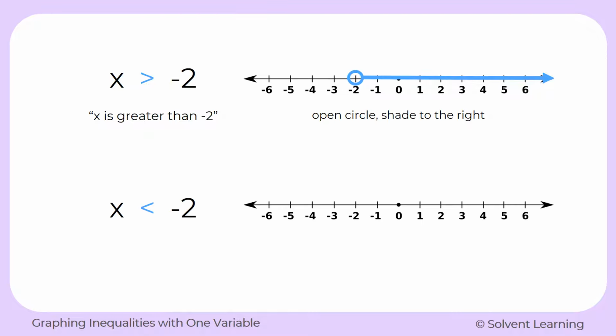On the other hand, if x is less than -2, we'll still start by plotting an open circle at -2, but this time, since x is anything less than -2, we'll have to shade to the left. And once again, we include the arrow to show that x will go on and on for infinity in that negative direction. So if x is less than the number, we have an open circle at the number and shade to the left.